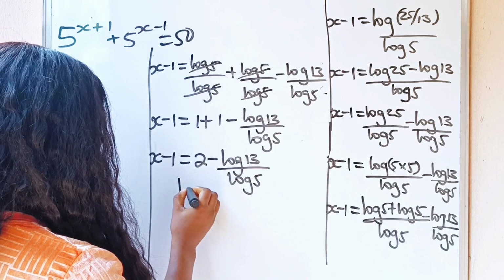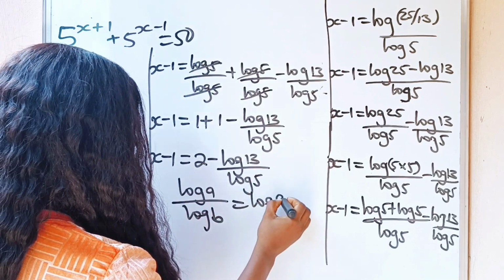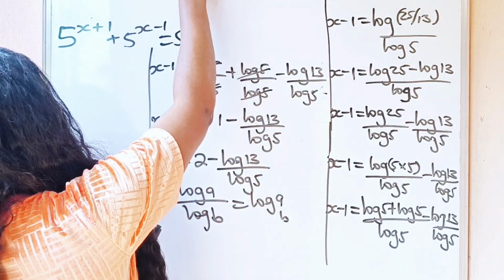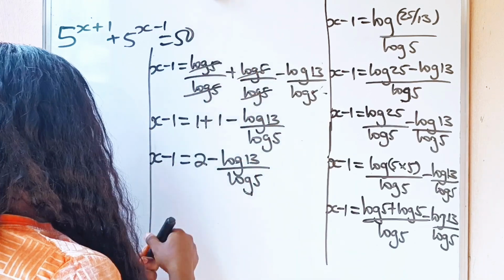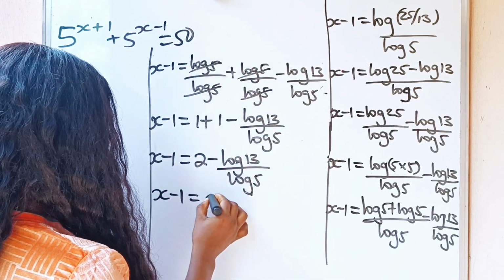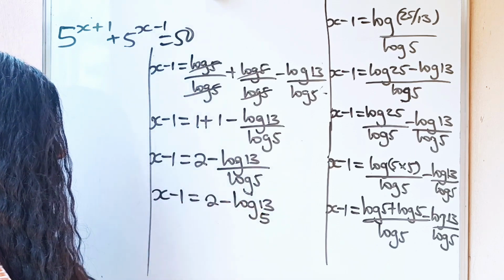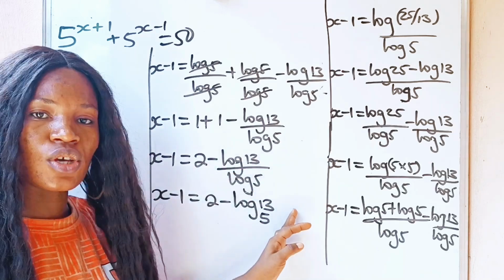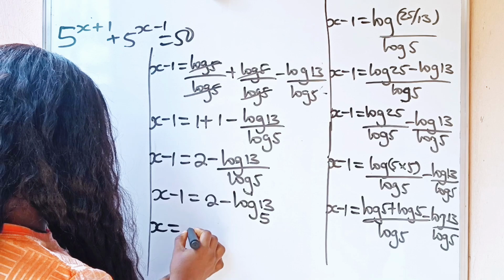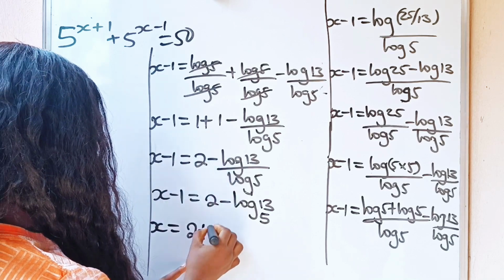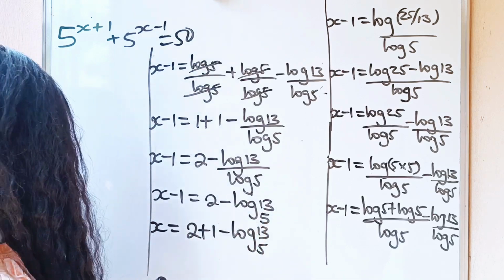So note that when you have log a divided by log b, this is equal to log a base b. All right, so we are going to apply that rule here. So we are going to have that x minus 1 is equal to 2 minus log 13 base 5. Now we are going to transfer this minus 1 to the other side to get the value of our x. So we are going to have that x is equal to 2 minus 1 will cross to become plus 1 minus log 13 base 5.